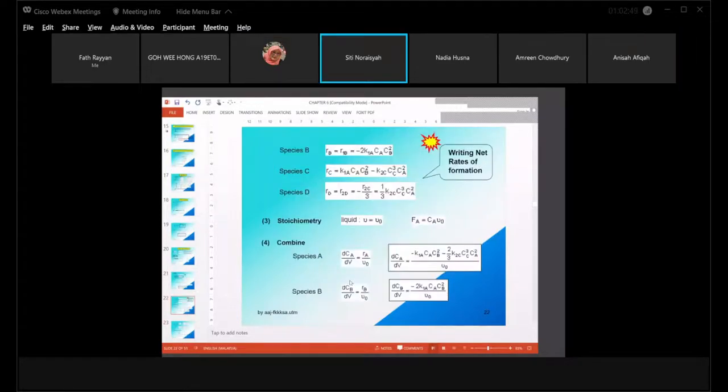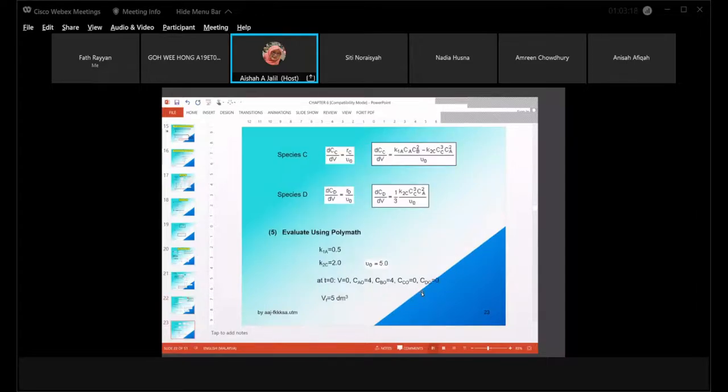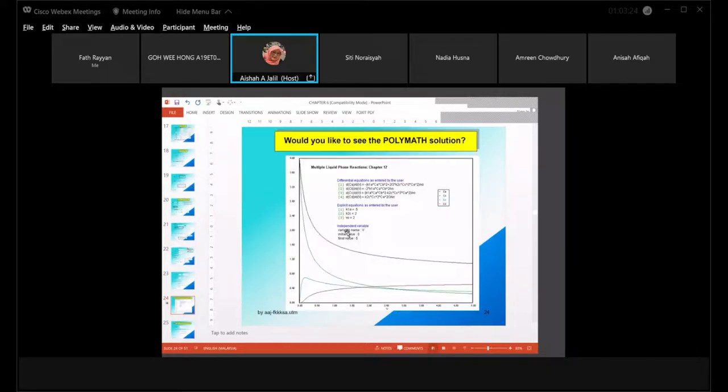Yes, doctor. Okay. And then same goes to species B, species C, species D. You have to get the net rates of rB, rC, rD. And then you go with the stoichiometry as before for the liquid, for example like this, and then you combine. This is for the PFR, and then you can get the rA like this. You just expand it to get this. Okay? And then this is for species D. And then Polymath will be like this.